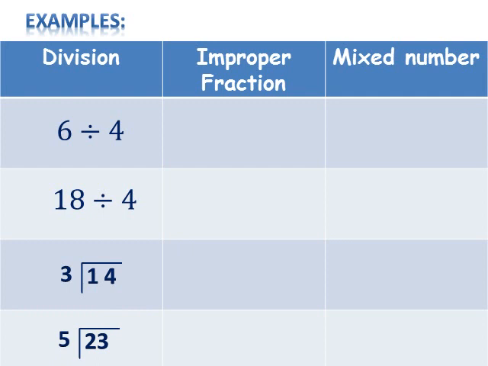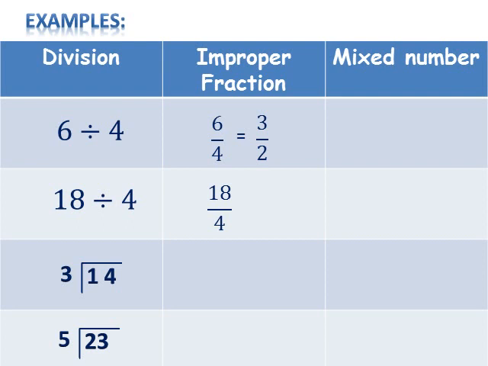So as you can see here, the first 2 are expressed in horizontal division, and the last 2 are expressed in vertical division. Okay, 6 divided by 4 can be expressed as an improper fraction just by writing the numerator on top of the denominator, which is 6 over 4, or 6/4. And then again, if you can simplify it, let's simplify that into 3 halves by dividing both numerator and denominator by 2.